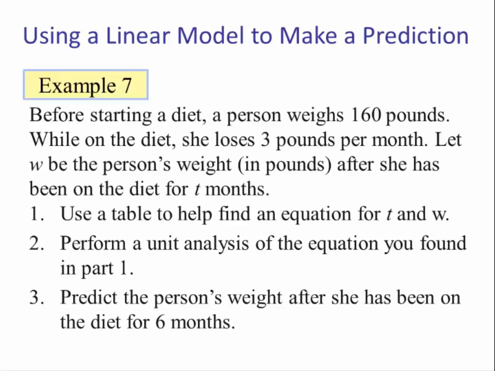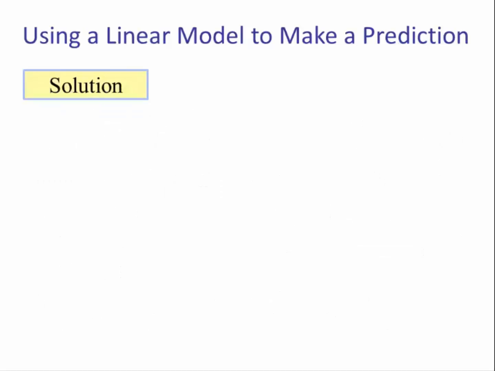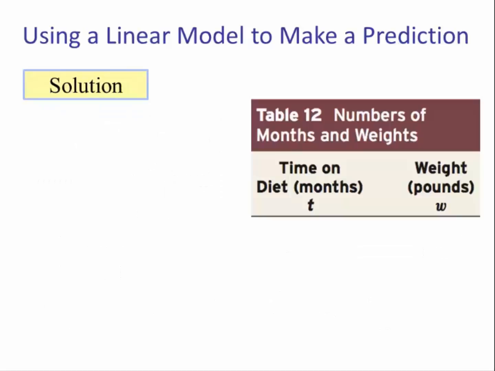Okay, I think the first thing that we need to do here is to identify the independent and dependent variables. So weight depends upon how long she's been on the diet. So that means W depends upon T. T is our independent variable, time, and W, weight, which is measured in pounds, is our dependent variable. W depends upon T.